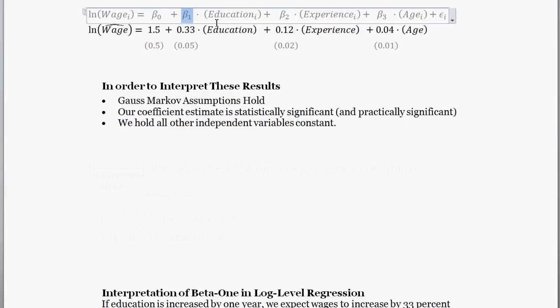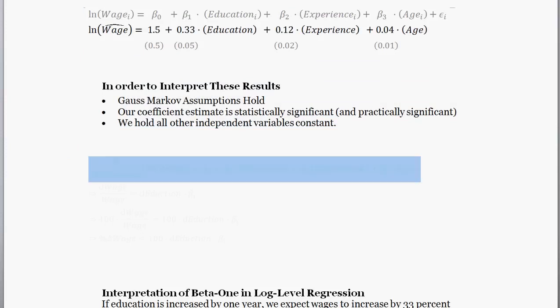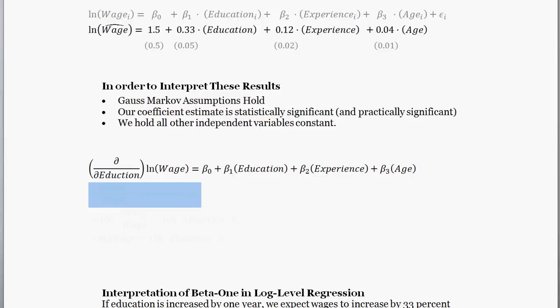Beta 1 definitely is going to tell us something about the effect of education on wages, but exactly how? To correctly interpret this, we're going to take the differential of our model with respect to education. Here's our basic model: log wages equals beta naught plus beta 1 times education plus beta 2 times experience plus beta 3 times age. Taking the differential with respect to education, we get d wage over wage is equal to the change in education times beta 1.